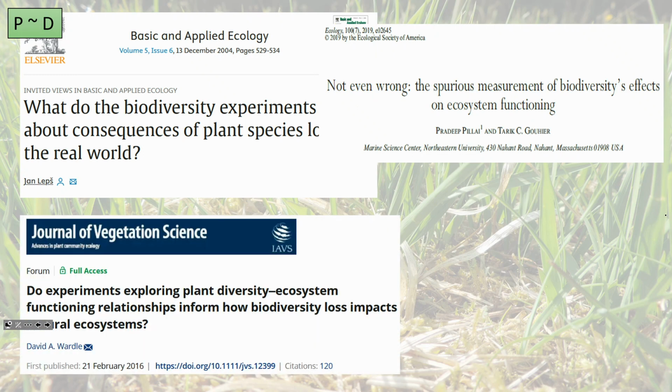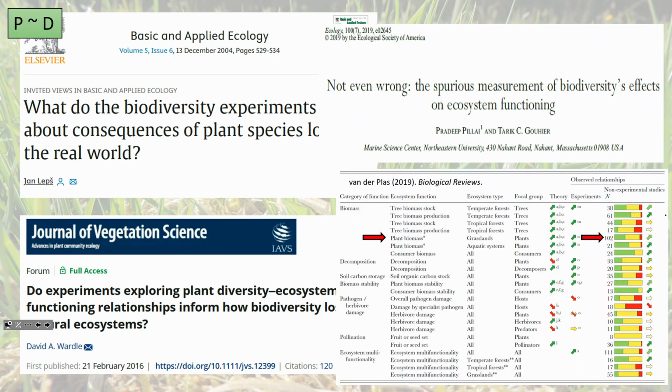Or David Wardle was suggesting that we should focus more on biodiversity experiments in real-world communities, where we can make a stronger link between the theory and the real effects of biodiversity on productivity, basically.